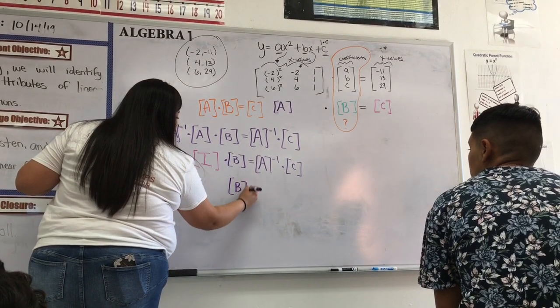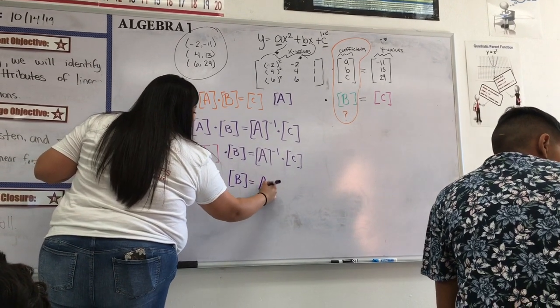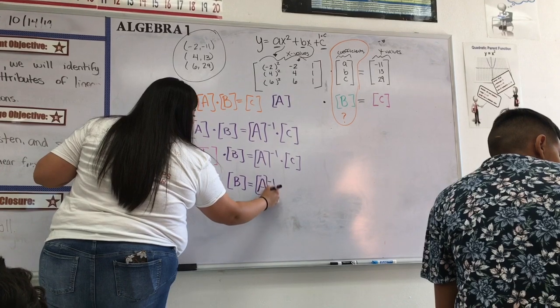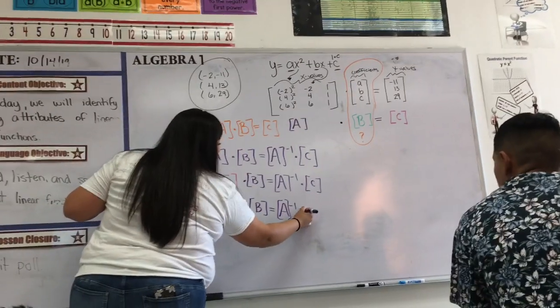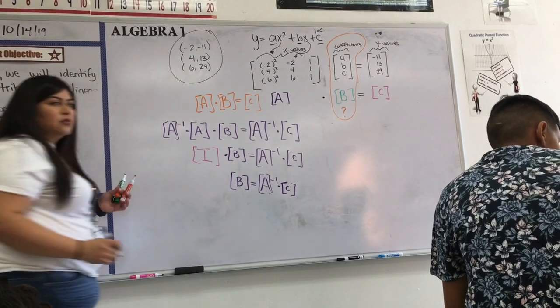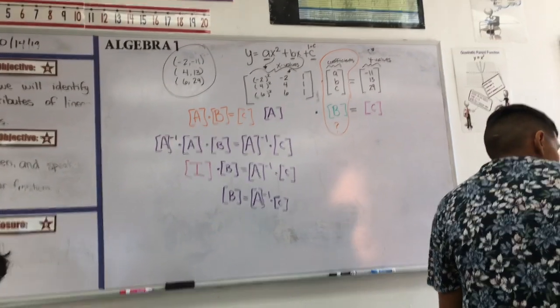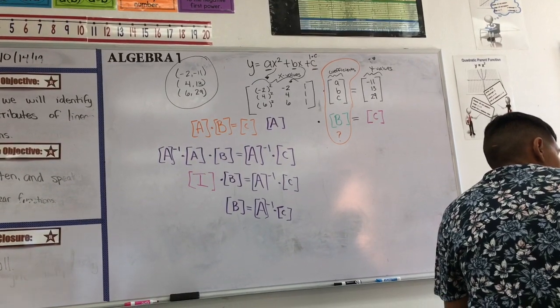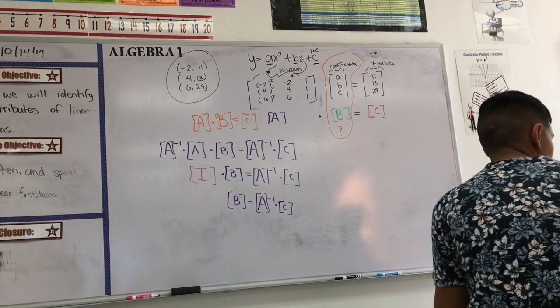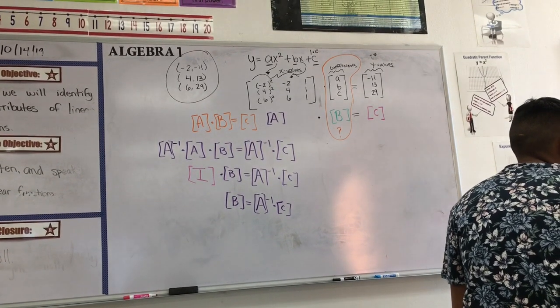So the identity times anything is just whatever you're multiplying. That means in order to find the answer for B, which is what we're looking for, what do we need to do? Multiply the inverse times the y values, and it'll give you the A, the B, and the C.